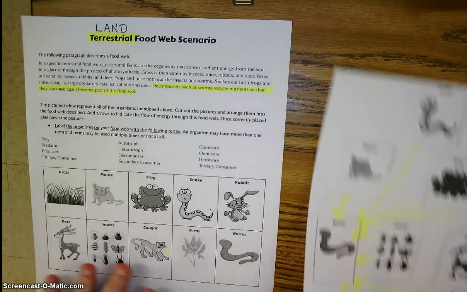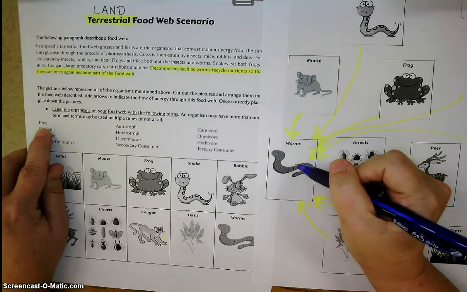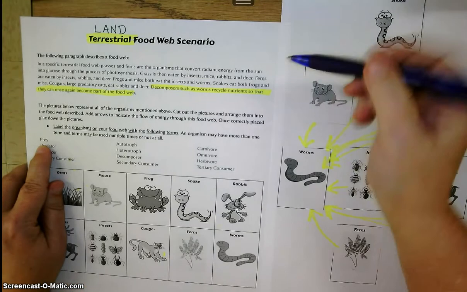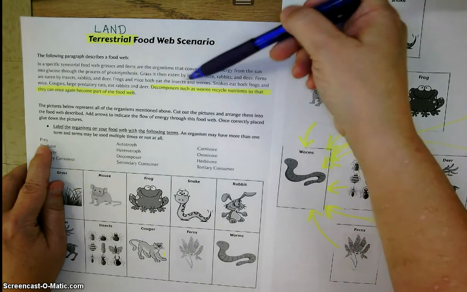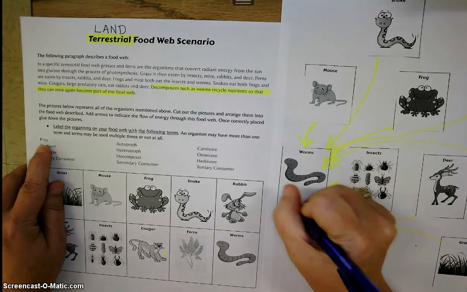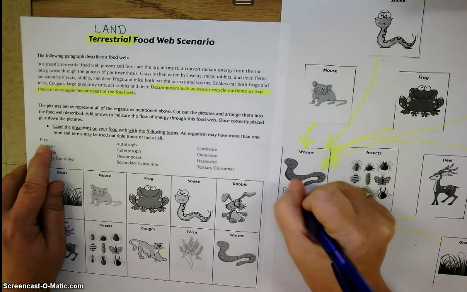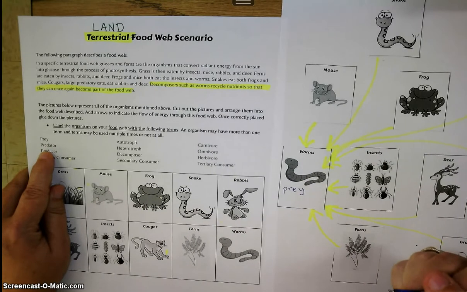But we're going to go ahead and do worm together. So worms, would they be prey? Well, up here it says that something eats worms. Frogs and mice both eat insects and worms. So would the frog be the predator and the worm be the prey? Yes. So we're going to put prey. Predator? The worm doesn't have to hunt down dead things to eat, so it's not a predator.